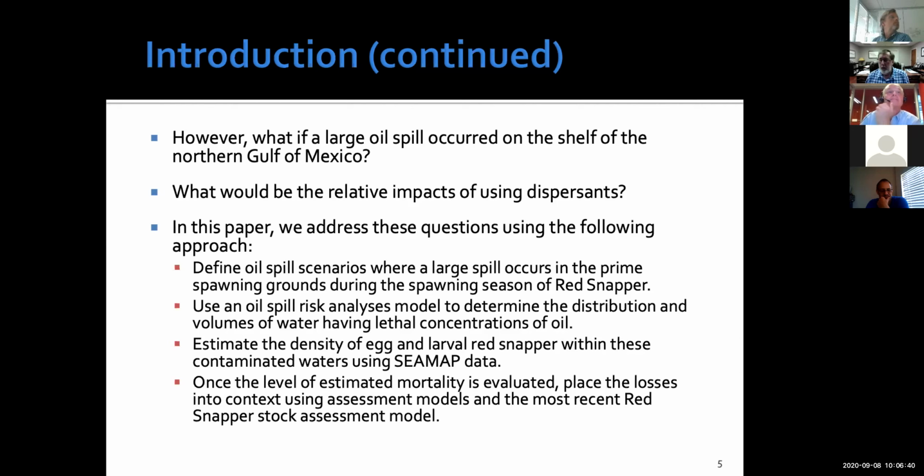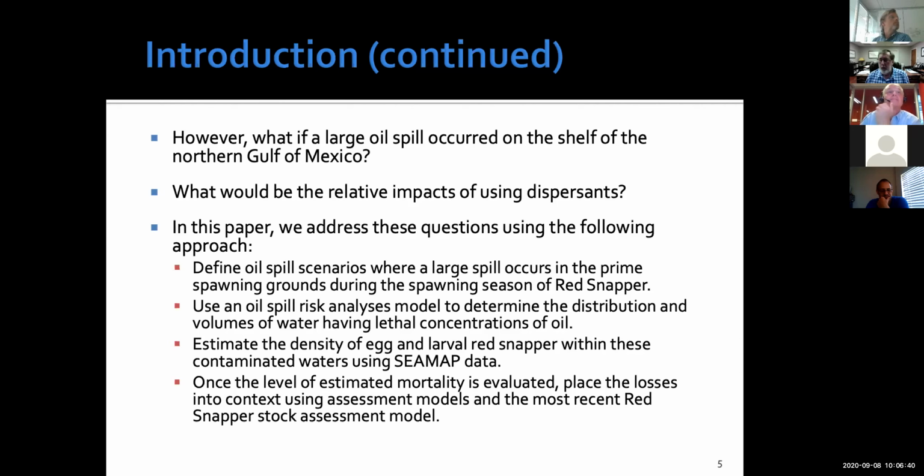And then we took an even more conservative step, in that we assumed that 100% of the eggs and larvae were killed, even if they were exposed to the lethal concentrations for as little as 1 hour. Not 50% in 96 hours. If they saw that concentration in the model, they died. This, we think, is highly conservative and obviously not very likely.